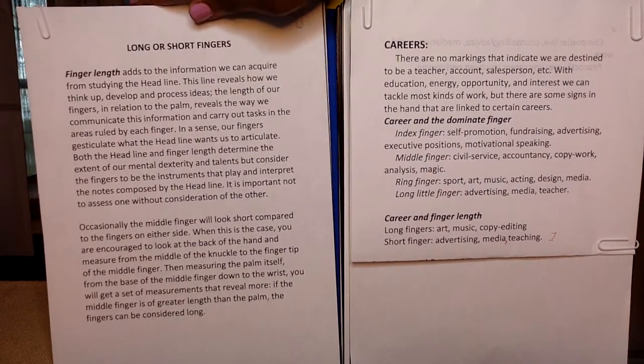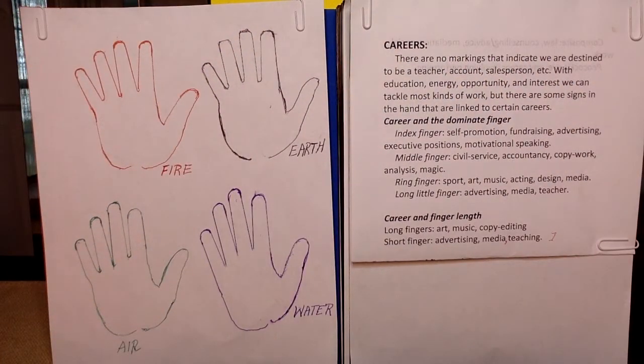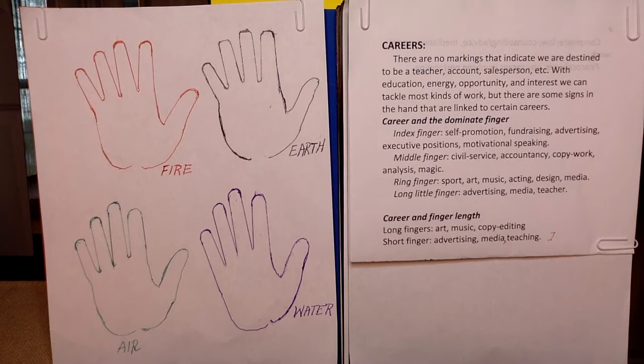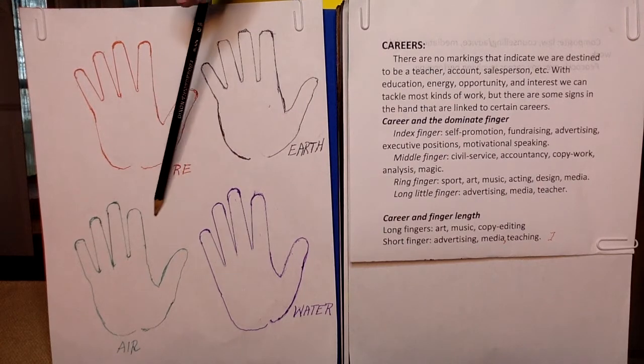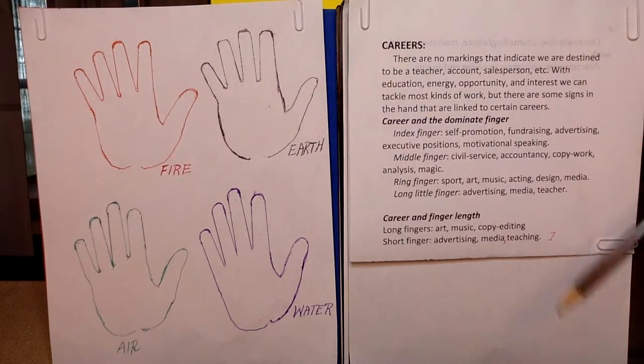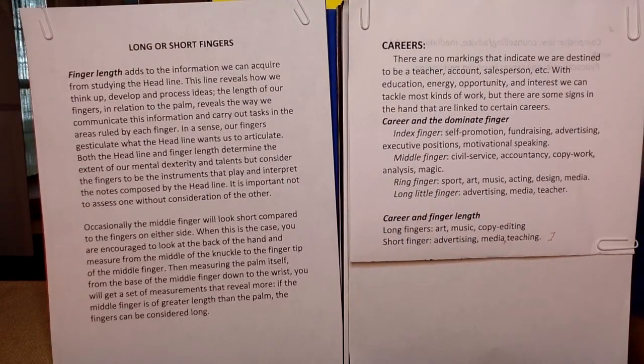First off, as a review, let's just take a last look at the finger shapes. Fire is red, earth is dark black, air is green, and water is the color purple. Not that they're assigned those colors, I'm just doing that for variety. Okay, let's get a little background information on long and short fingers.